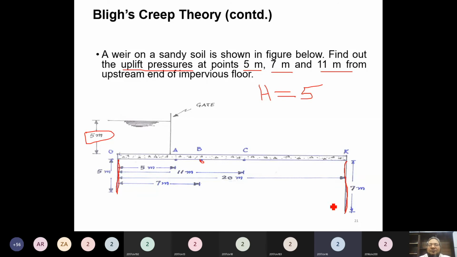What is the total creep length? 10 plus 20, plus 14, that is 44. So this is done. We found 17 up to here. Total creep length is 44, into the H, which is 5 meter. So what is the answer?